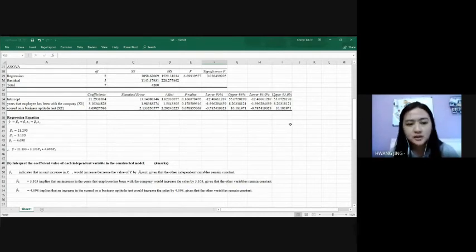For part B, interpret the coefficient value of each independent variable in the constructed model. Beta 1 indicates that a unit increase in X1 would increase or decrease the value of Y by beta 1 units, given that the other independent variables remain constant. Beta 1 equals 3.103 implies that an increase in the years that an employee has been with the company would increase the sales by 3.103, given that the other variables remain constant. Beta 2 equals 4.698 implies that an increase in the score on the business aptitude test would increase the sales by 4.698, given that the other variables remain constant. Now, I will pass 5C to Cheryl.